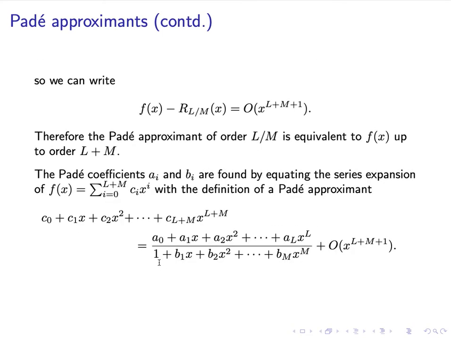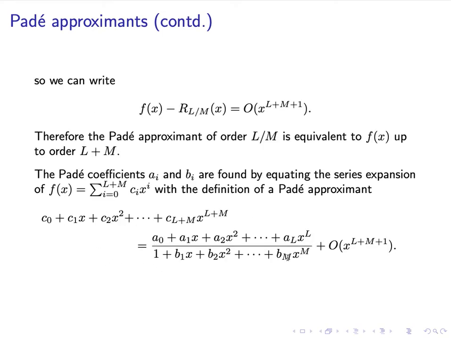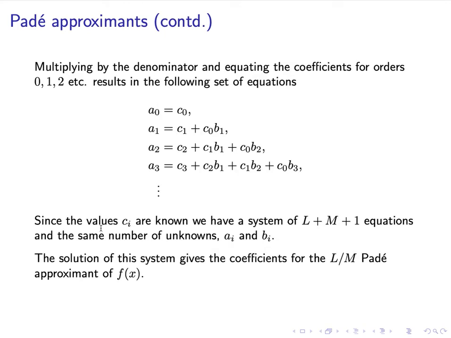If we multiply both sides by the denominator, and then equate the coefficients of x to the power 0, x squared, x cubed, etc., we end up with a set of equations. The values of c are known, so c3, c2, c1, c0 here are all known. So we have a system of L plus m plus 1 equations and the same number of unknowns a and b. We simply solve that system, and once you've got a and b, you have your Padé approximant.